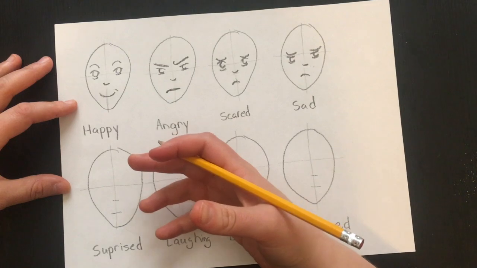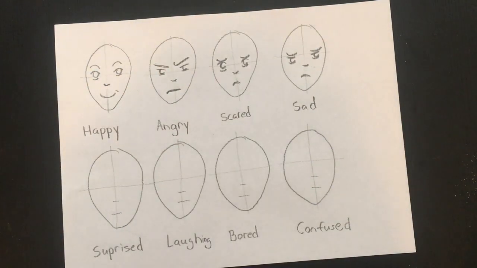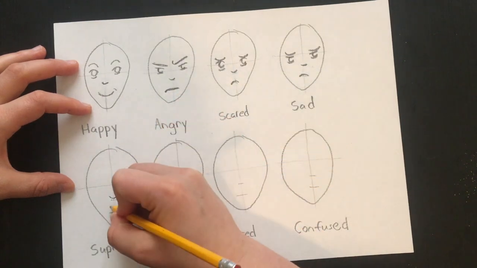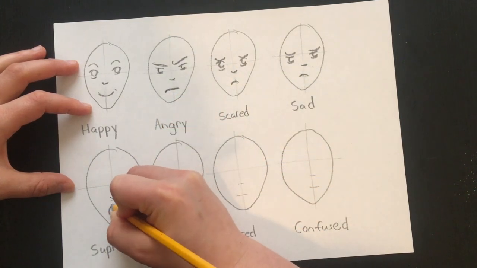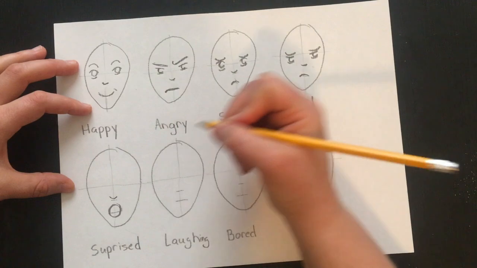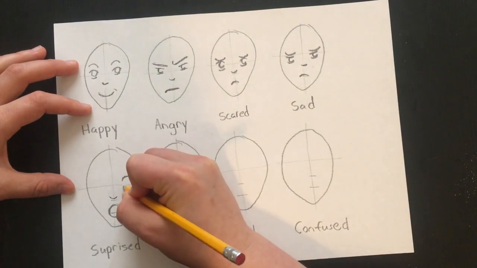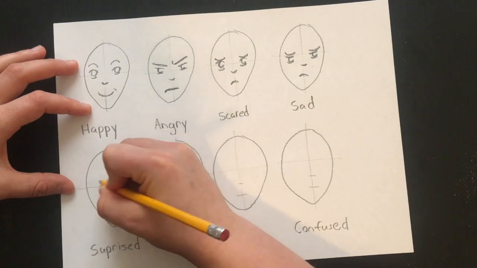For surprised, everything should be very wide, but the mouth should be very small, or you can have it open in fear. So there's a couple of different options. Make the nose. You can make the O mouth that people make sometimes when they're confused. Eyes should be wide and eyebrows up.